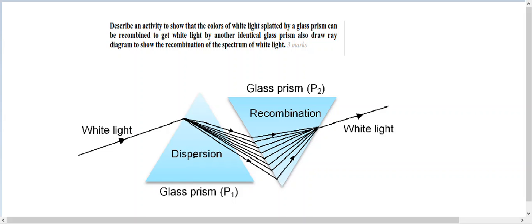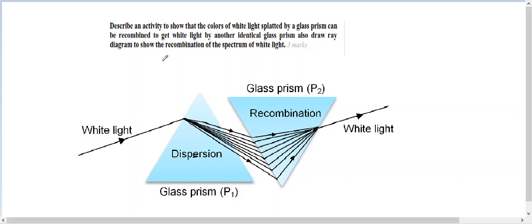Let's go through our question. Describe an activity to show that the colors of white light splattered by a glass prism can be recombined to get the white light by another glass prism. Also draw the ray diagram to show the recombination of the spectrum of the white light.